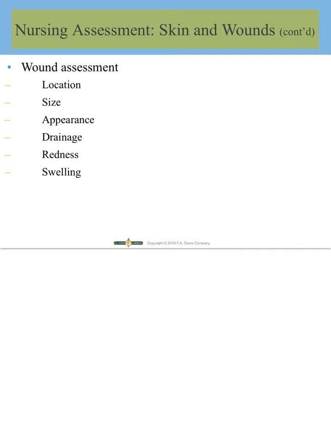You want to assess the drainage. We've talked about the different types of drainage, not only the color and the type of drainage, but the amount, are there drains present, and odor. Other things to assess for are wound and tissue pain and nutritional status. Redness, another word for redness is erythema, and swelling or other signs of irritation indicate that the surrounding tissue is in jeopardy and needs to be addressed.